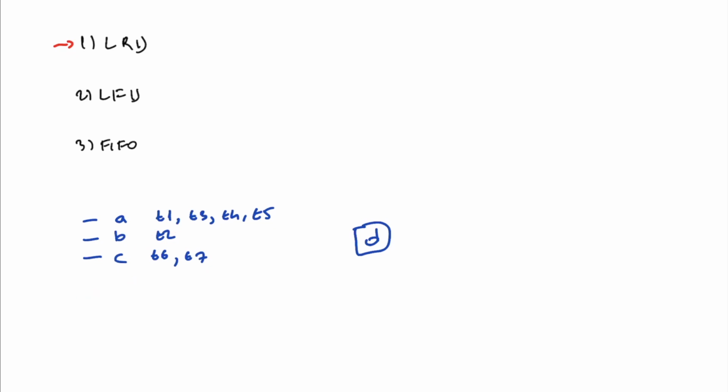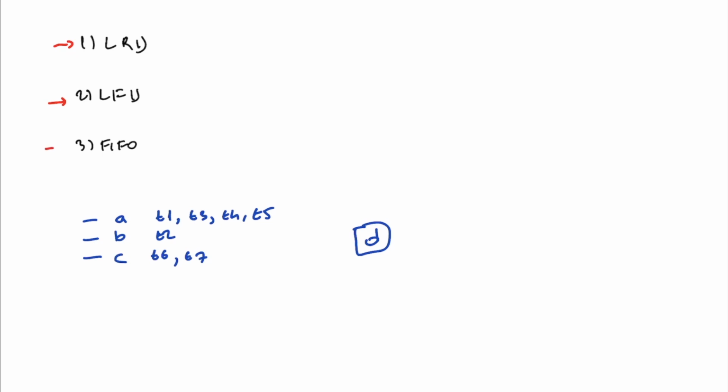Now let's see how least frequently used would work. This time, instead of the times, we need to check the frequency. In this case, we accessed A 4 times, B 1 time, and C 2 times. Which means the least frequently used item is the one with count 1, because it was accessed only once. So in that case, again, we evict B and put D instead.